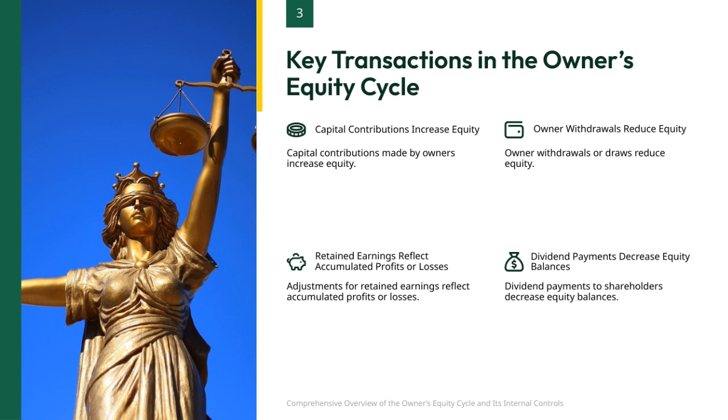Next, retained earnings play a crucial role. They reflect the accumulated profits or losses over time. Positive retained earnings indicate the business has been profitable, while negative amounts show losses. Lastly, dividend payments to shareholders result in a decrease in equity balances because distributing profits reduces the amount of equity retained in the company. Together, these transactions help us understand how the owner's equity changes throughout the business cycle.